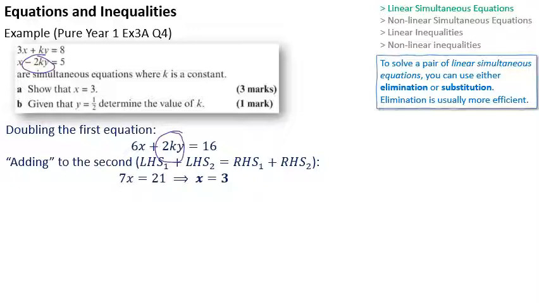Well, when we do that, the 2ky term and the minus 2ky term from the other equation disappear and cancel out. And we get 7x on the left-hand side. 16 add 5 gives us the 21 on the right-hand side, so x is 3. And that's exactly what they were asking us to show in the question. You might be a little surprised that even though we don't know k, we still are able to find a value for x.